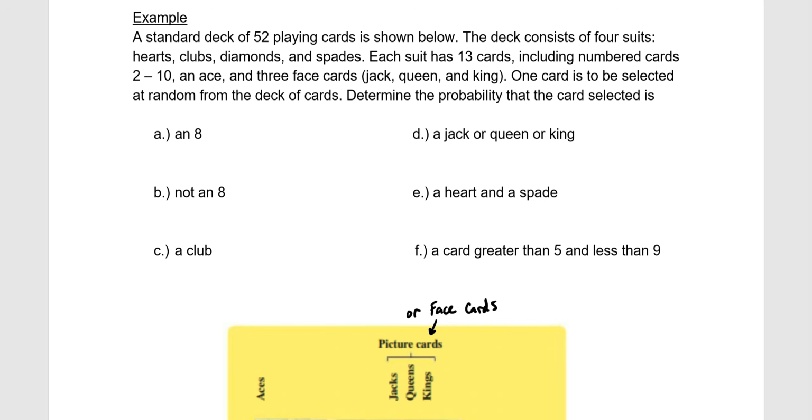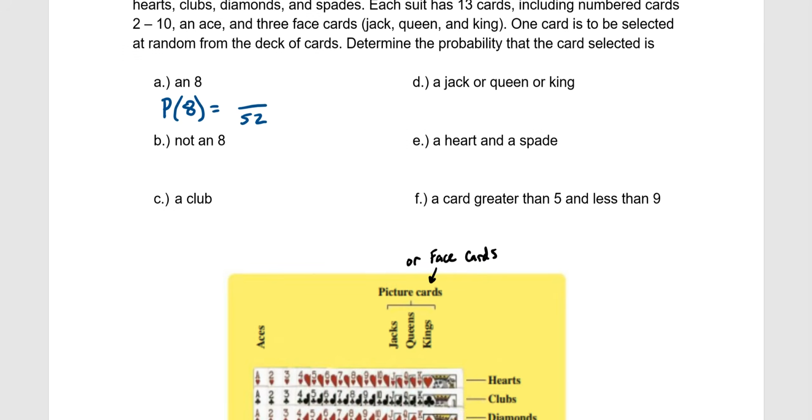Okay, so let's do these questions. One card is going to be selected at random from the deck of cards. Determine the probability that the card selected is, for the first one, an 8. Okay, so this is going to be theoretical probability. It's going to be the number of ways we can choose an 8 divided by the total number of outcomes. Well, we know the total number of outcomes is 52 because there's 52 total cards.